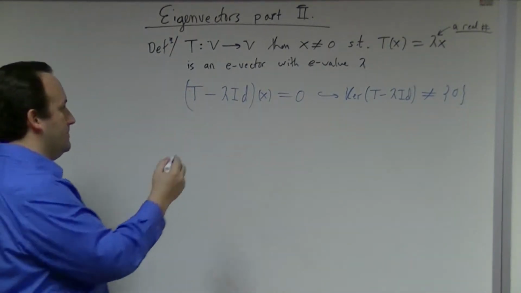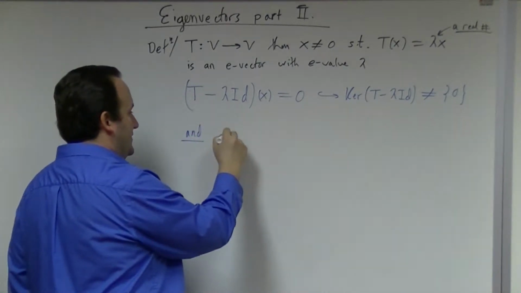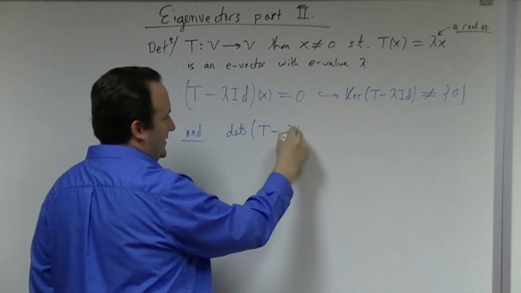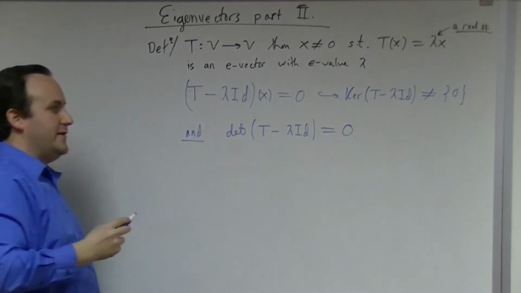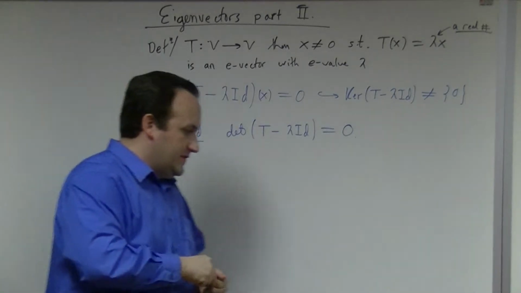And because of that, it must be that the determinant of T minus lambda times the identity has to be equal to 0, because this linear operator T minus lambda times the identity has a non-trivial kernel, right? And that means that it's not invertible because it can't be injective. So we need to make a couple definitions.